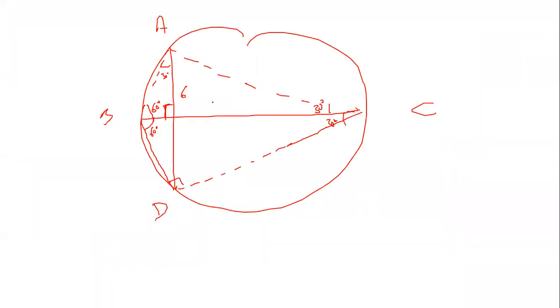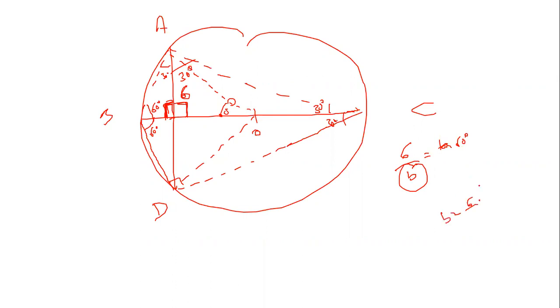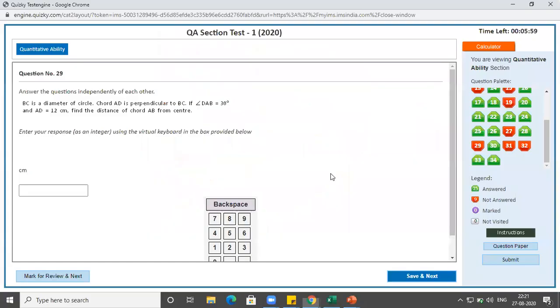Find the distance of chord AB from the center. So this is what I have to find out. If this is 60, this will be 120, this will be 60, this will be 30. Okay, so this is my perpendicular, that is perpendicular 6 upon base. This base is what I have to find out, is equal to my tan 60 degree. Tan 60 is root 3. So B is equal to 6 upon root 3. 6 upon root 3 means 2 root 3 has to be my answer. Okay.